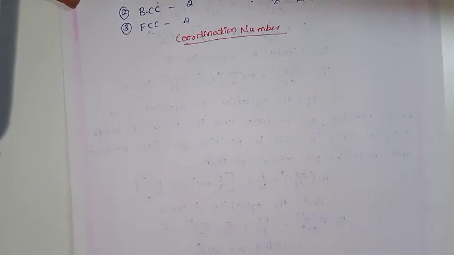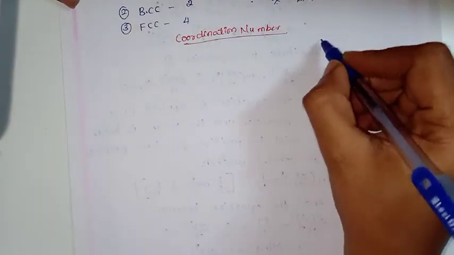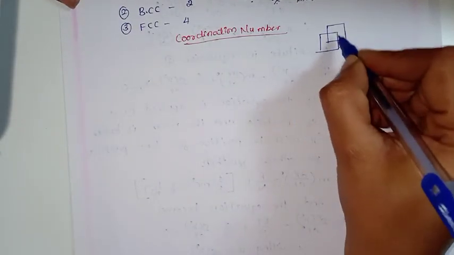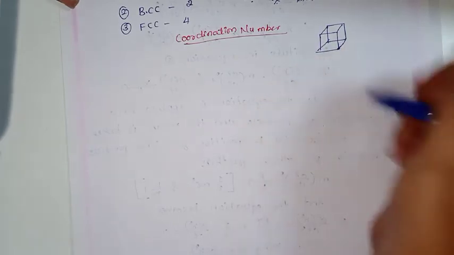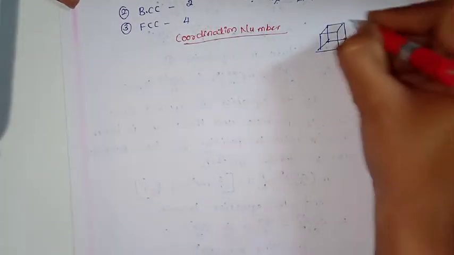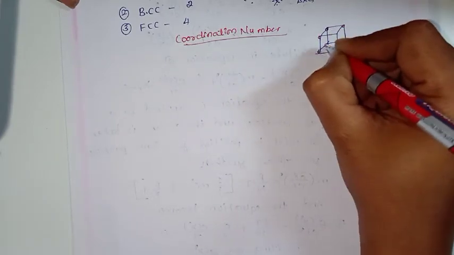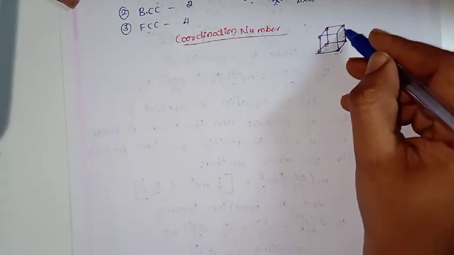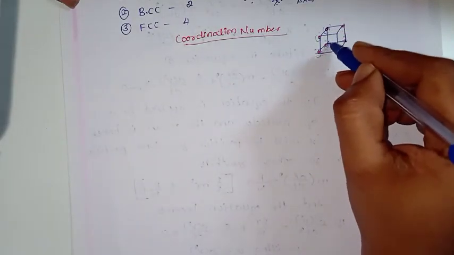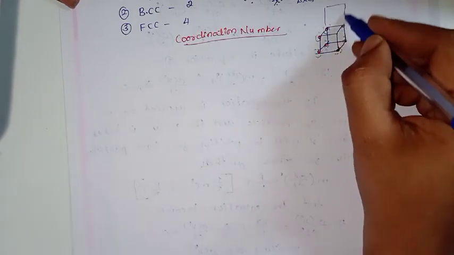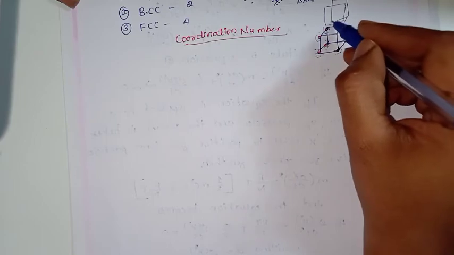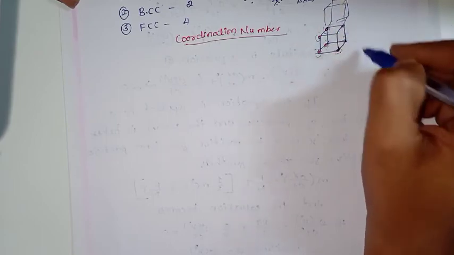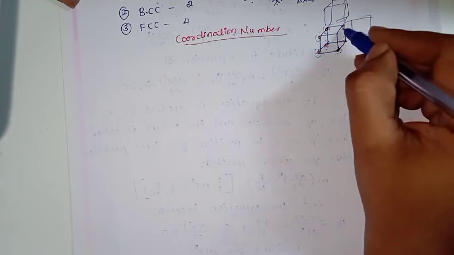We had discussed atoms in a unit cell. Each atom in a unit cell has nearest neighboring atoms. This is one unit cell, which has atoms or molecules at the corners. Each atom will have the nearest neighboring atoms. Here is one system, then these systems will continue like this.